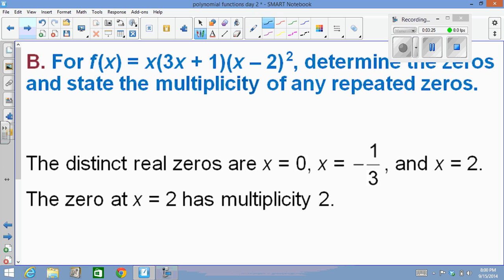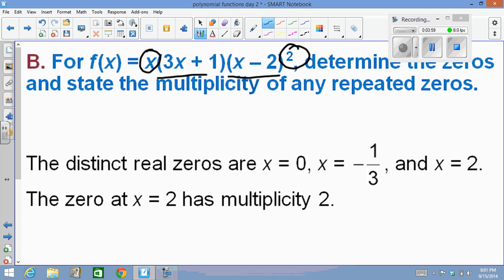I want to determine the zeros. So I would set each little piece equal to 0 and solve. I would set the x equal to 0, the 3x plus 1 equal to 0, and the x minus 2 quantity squared equal to 0. If I were to do that, x equals 0 would be the first one, the second one would be x equals negative 1/3, and the next one would be x equals 2. Notice that since I have that exponent of a 2 up there, that's my multiplicity, so that means x equals 2 has a multiplicity of 2.